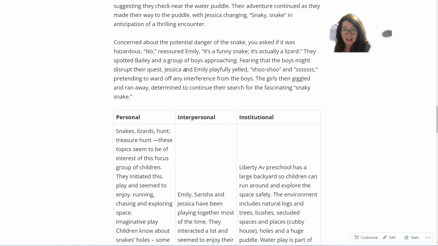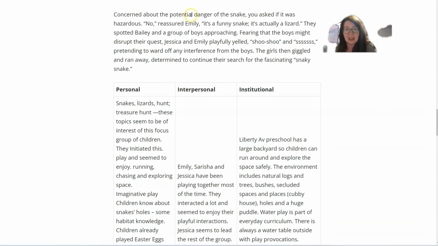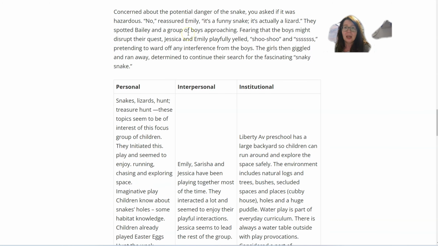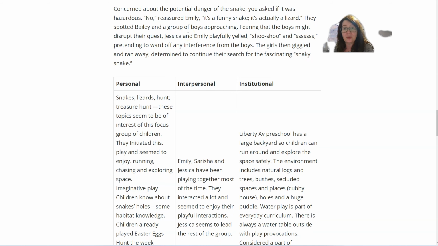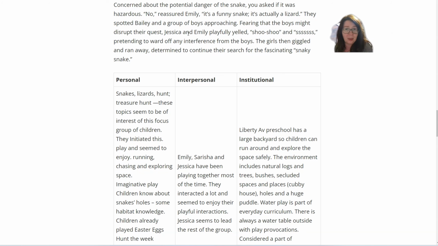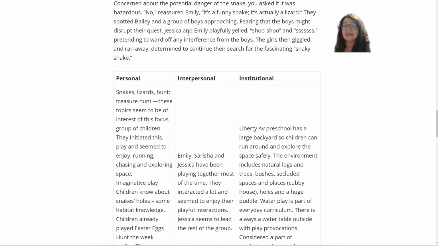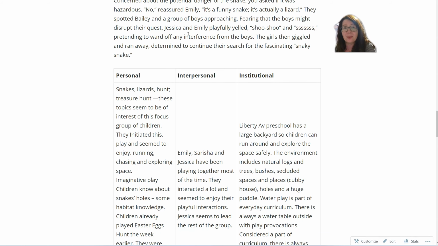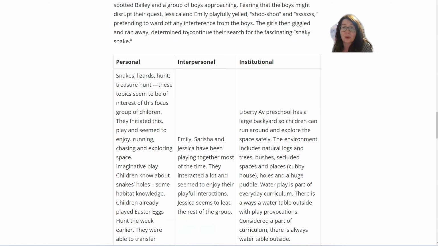The adventure continued as they made their way to the puddle, with Jessica chanting "snaky snake" in anticipation of a thrilling encounter. Concerned about the potential danger of a snake, you asked if it was hazardous. "No," replied Emily. "It's a funny snake. It's actually a lizard." They spotted Bailey and a group of boys approaching.